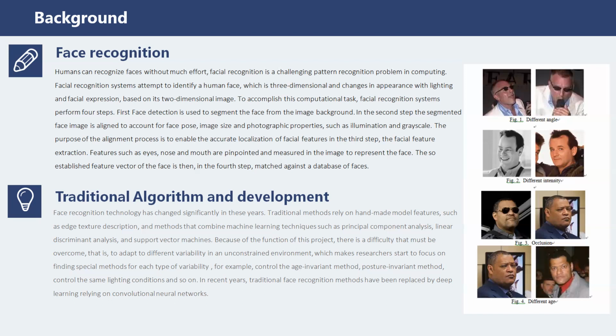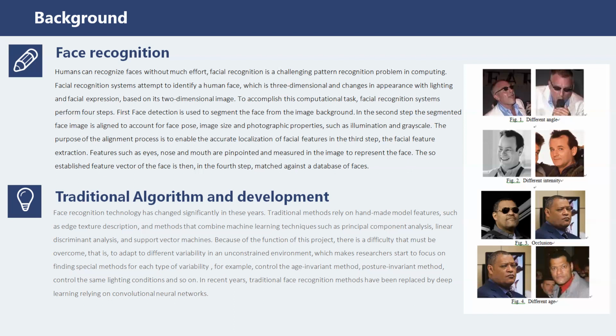localization of facial features in the third step, facial feature extraction. Features such as eyes, nose, and mouth are pinpointed and measured in the image to represent the face. The established feature vector of the face is then, in the fourth step, matched against a database of faces. When you do face recognition, you are going to meet a lot of problems.